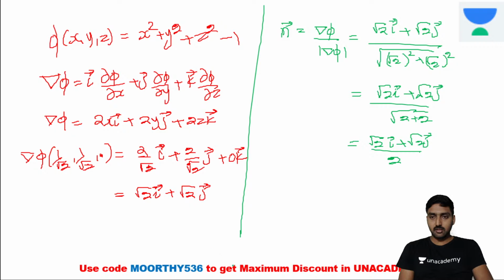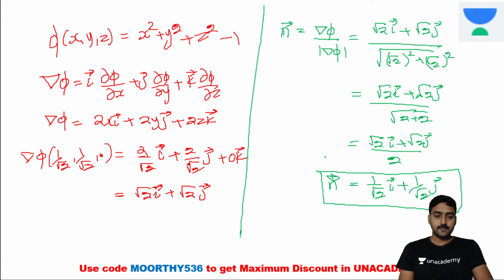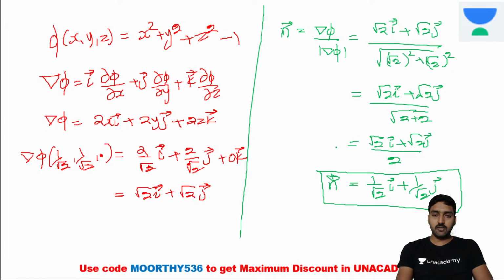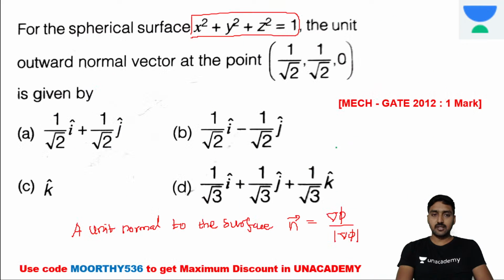Now coming to this question, I am giving the value. Divided by 2, it's 1 divided by root 2 i vector plus 1 divided by root 2 j vector. It's a unit normal vector acting on the given surface. Is it clear now? So here 1 divided by root 2 i vector plus 1 divided by root 2 j vector is option A in the vector calculus part. Option A is the right answer.